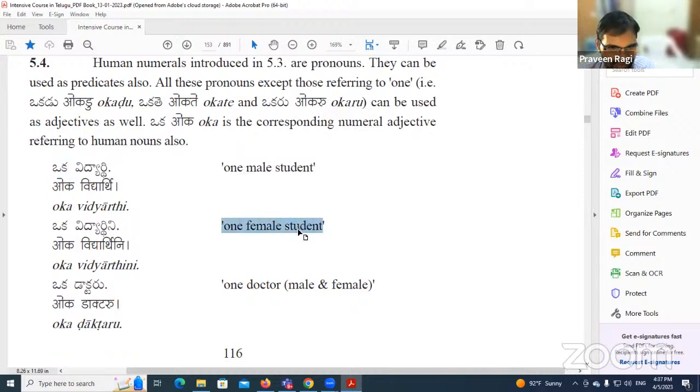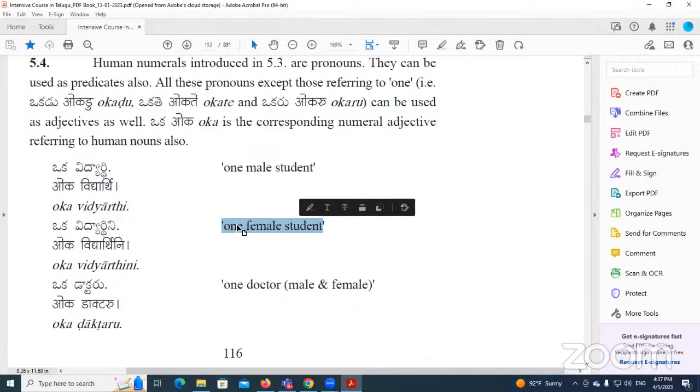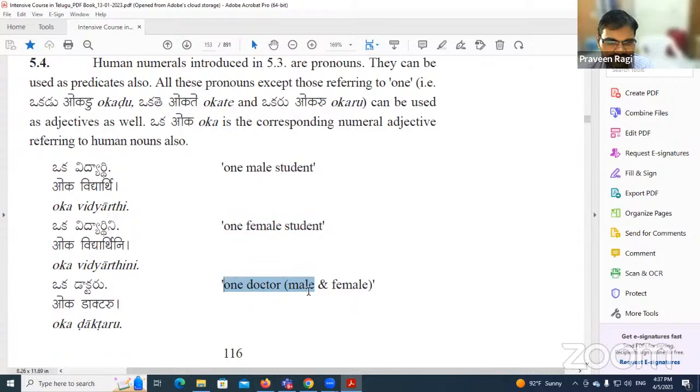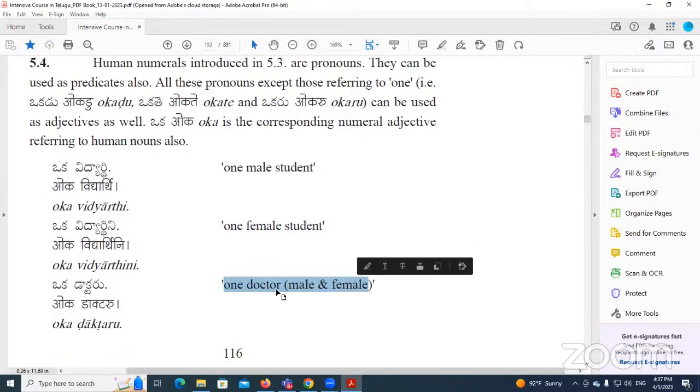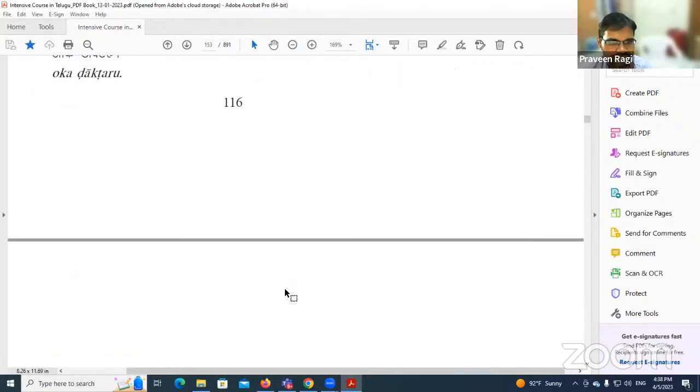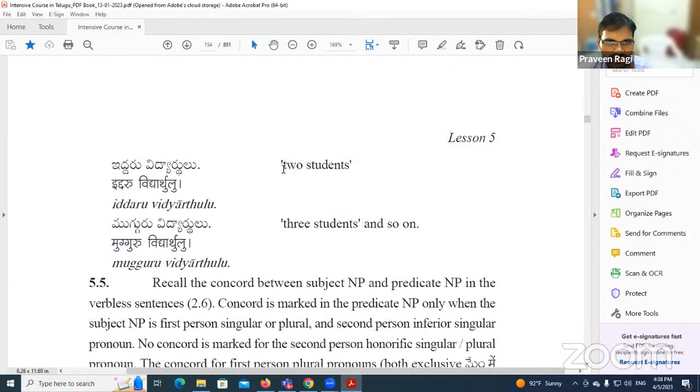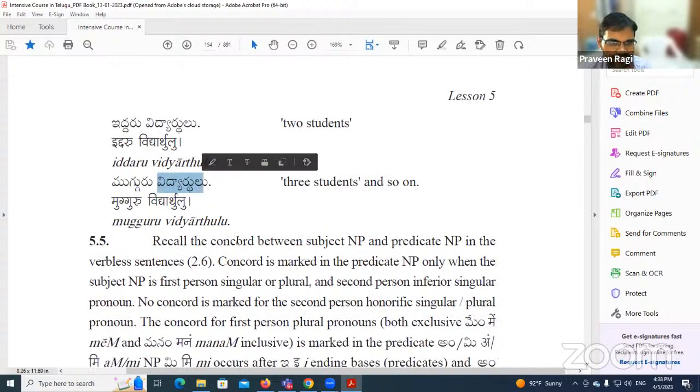Okay, can you read this one and the Telugu translation also? Oka Vidyarthini. Yes, one female student. Oka doctor, one doctor, either male or female. Yes, correct. Okay. So 2 students, that means iddaru vidyarthulu, 3 students, and so on. So after 3 students, anything we can translate here, then vidyarthulu will come.